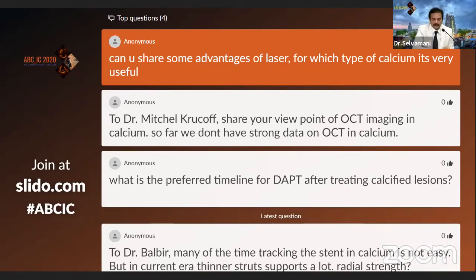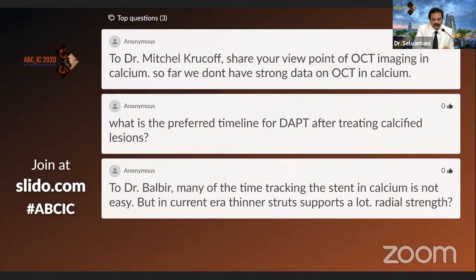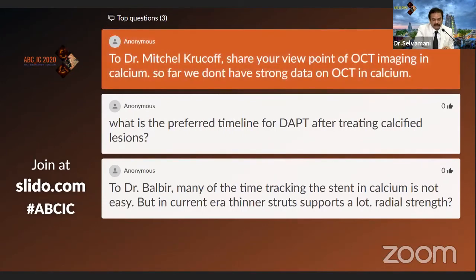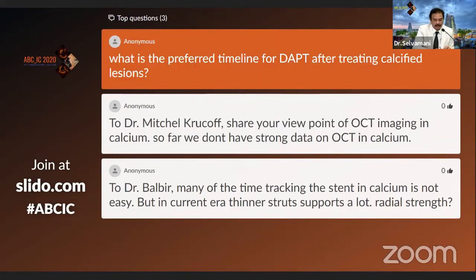mechanistically. Yeah. So what is the preferred timeline for DAPT after treating a calcified lesion? Is it different from a routine complex procedure, or something the same like a routine procedure there? Anyone can take it.